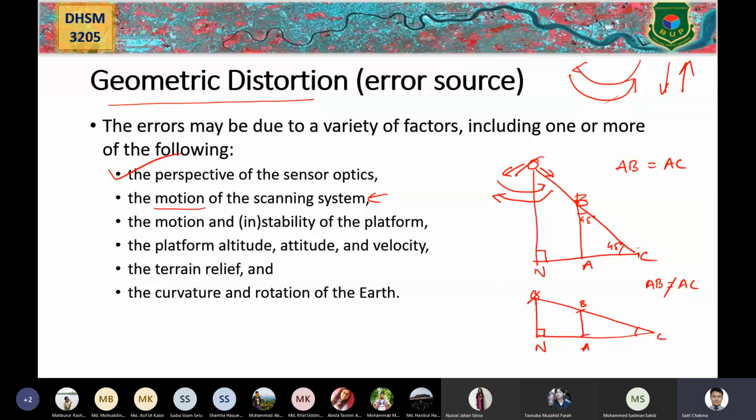Just remember this, that they take images continuously. So if your speed is very high, sometimes you might get some sorts of error. If it's too slow, you might have very much overlap of the images, etc. And finally, another thing that is causing the geometric distortion, okay, it's the topography of the surface.